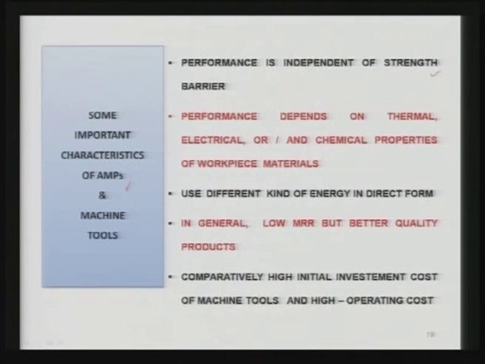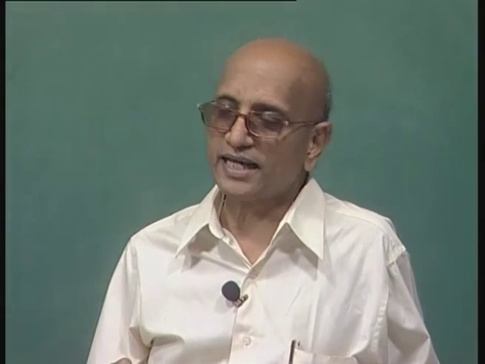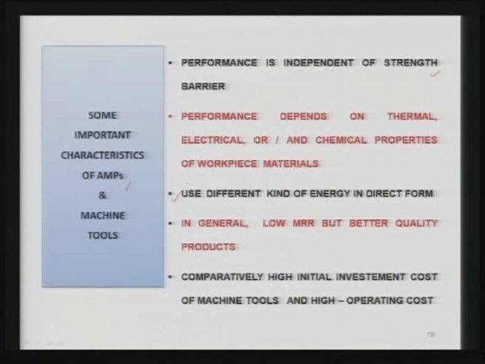Second, performance depends on thermal properties, electrical properties, or chemical properties of the workpiece material. One of these can be the performance deciding factor rather than the hardness or the physical properties of the workpiece material. Advanced machining processes use different kinds of energy in direct form, just like laser energy, electron beam energy or spark energy. In general, low material removal is obtained in advanced machining processes compared to traditional machining processes, but you obtain better quality of the products, and there is comparatively high initial investment cost of machine tools and high operating cost as compared to traditional machining processes.